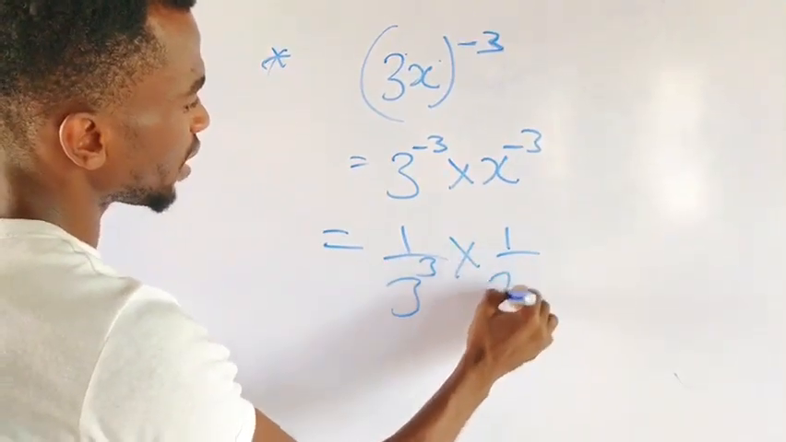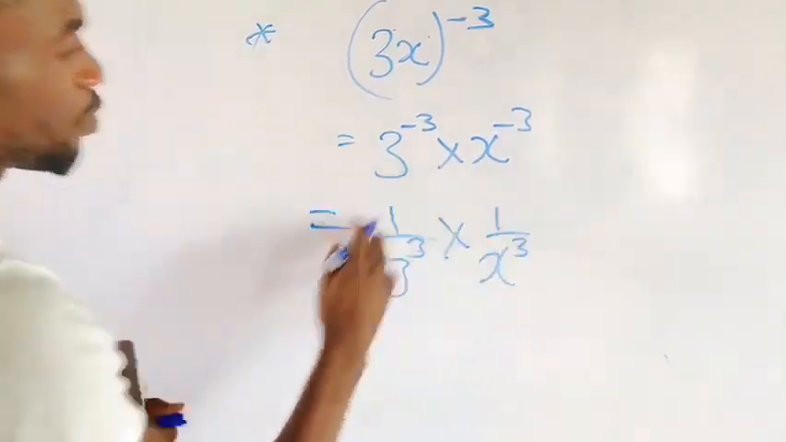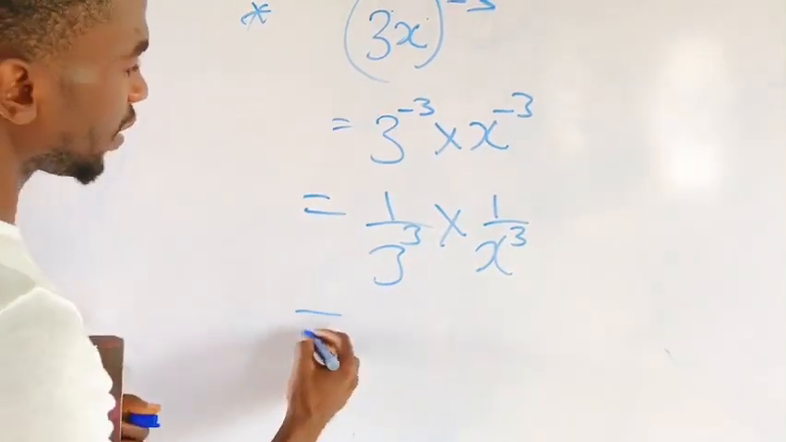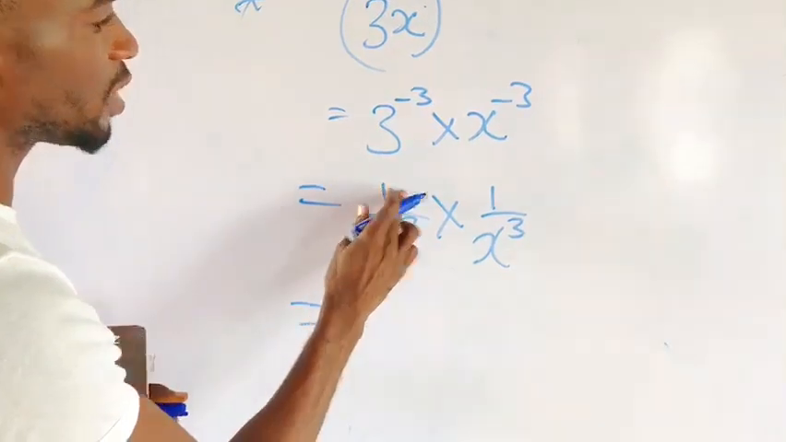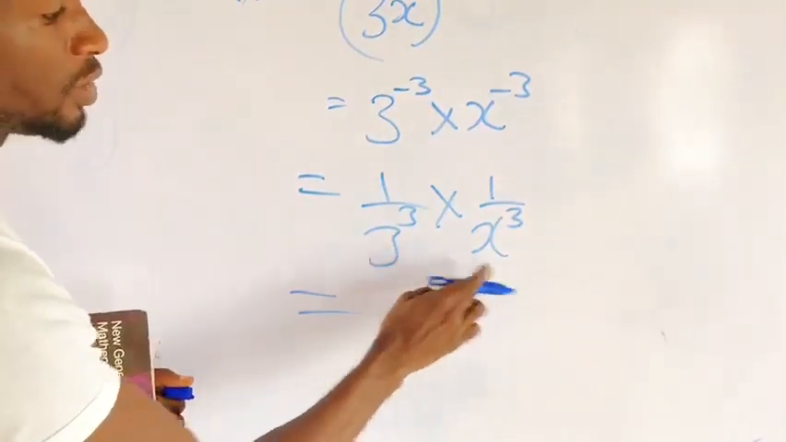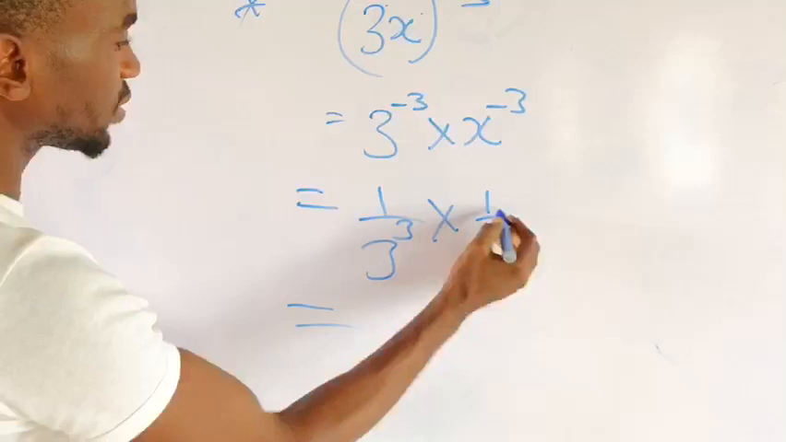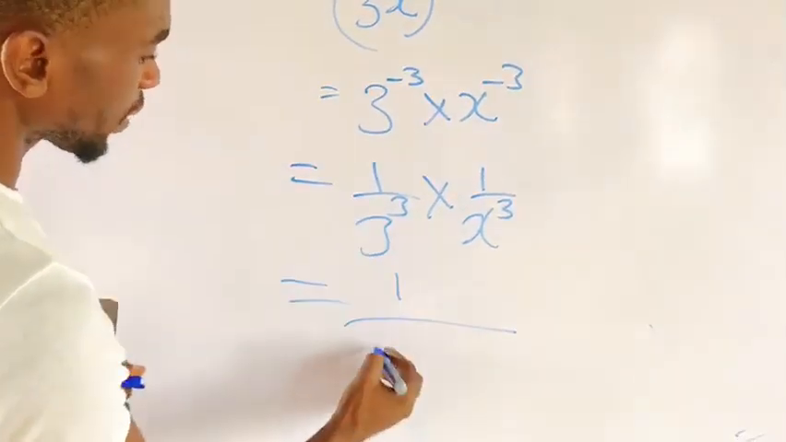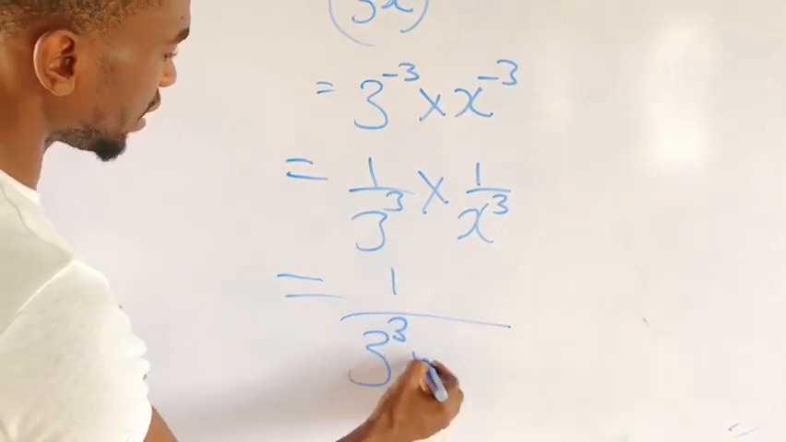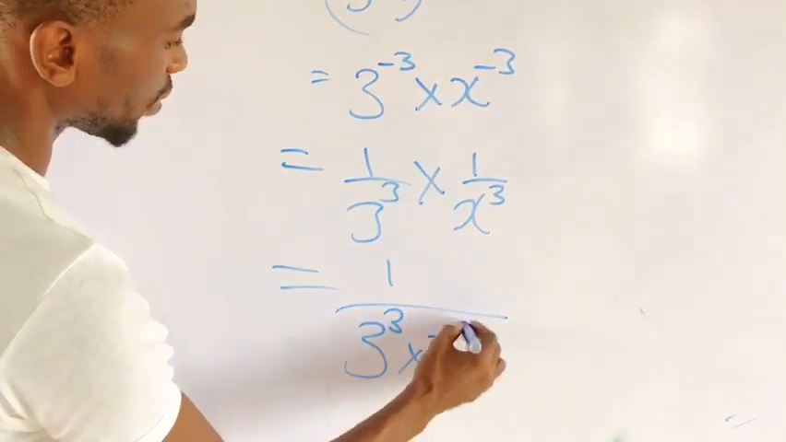1 over x raised to the power of 3. We have spoken about this law before. If I have this, this is what I'm going to have. I'm going to multiply the numerator, then the denominator. So I'll now have 1 times 1, I'll have 1 over 3 raised to the power of 3 times x raised to the power of 3.